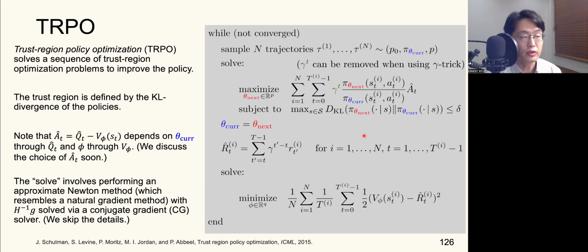So that leads to the reinforcement learning algorithm TRPO. TRPO is the abbreviation of Trust Region Policy Optimization, and this solves a sequence of trust region optimization problems to improve the policy. And the trust region is defined by the KL divergences of the policy. Okay, so let's read through the algorithm. The whole thing is enclosed within a while loop. At the beginning, we sample n independent trajectories from our current distribution.